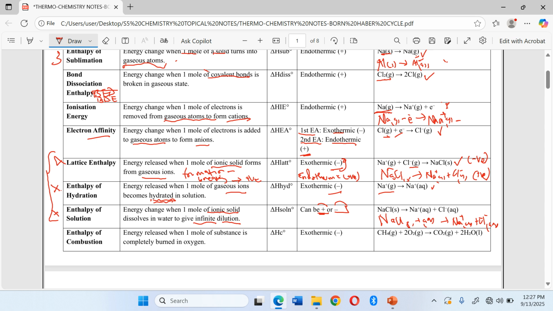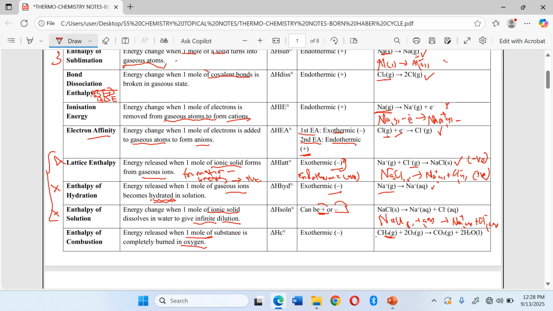Then finally, enthalpy of combustion: the energy released when 1 mole of a substance is completely burned in oxygen. So the substance that is being burnt has to be 1 mole. If you put more than 1 mole, then that is no longer enthalpy of combustion.